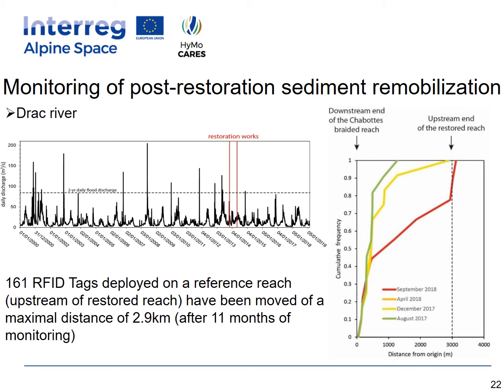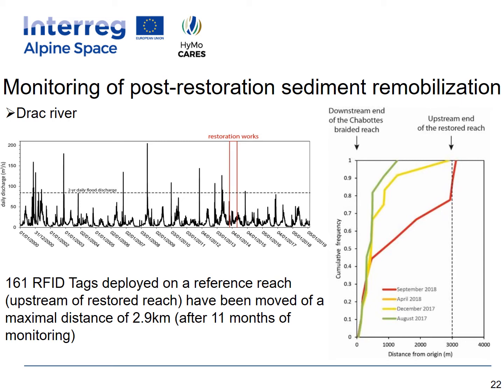A set of 161 tags has been inserted in artificial gravels and deployed in the braided Chabot plain upstream of the restoration site to evaluate the bedload transit time between this major sediment source and the restored ridge. Four tracer inventories have been done between August 2017 and September 2018. Results show a rapid dispersion of tracers between the Chabot plain and the restored ridge, with frontrunners already reaching the restored ridge only 20 months after their deployment, despite relatively low hydrological forcing.